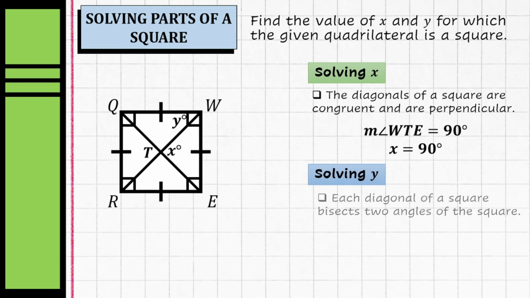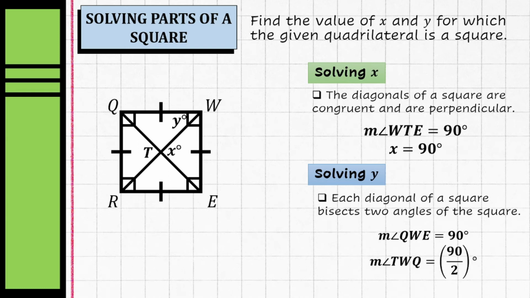In solving for the value of y, we will use one of the properties of a diagonal of a square. Each diagonal of a square bisects two angles of the square. So we can say that if the measurement of QWE is equal to 90 degrees, since all angles are equal to 90 degrees, we can say that the measurement of TWQ will be equal to half of 90 degrees, and that will be y is equal to 45 degrees.